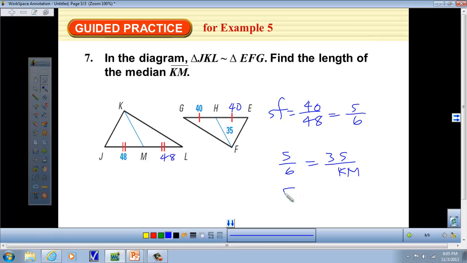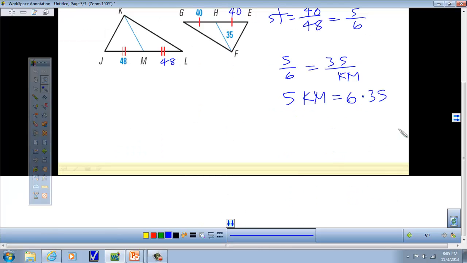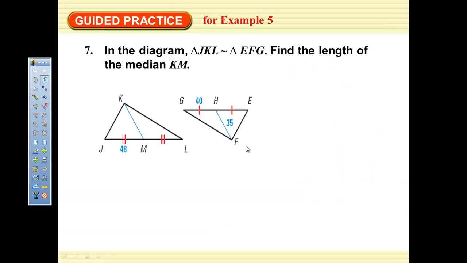We have 5 times km is equal to, I'm going to write 6 times 35 because it's easier to simplify that way. Dividing both sides by 5, those cancel. Here we get 5, and this becomes 1 and 7. If we divide both of those by 5, we get km is equal to 6 times 7, which is 42. And we're done there.